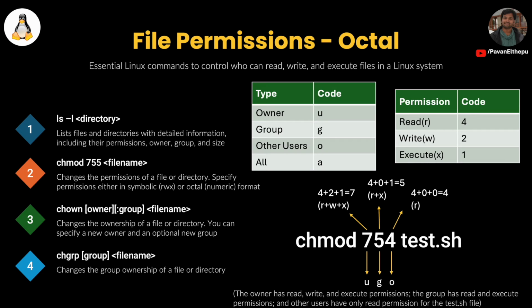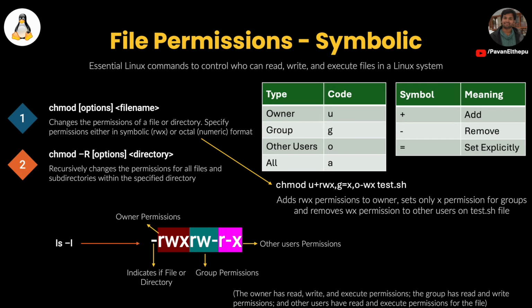If you think it is complex to construct this octal code, there is another simple way, which is the symbolic way. In the symbolic way, the syntax is chmod, space, the mode. The mode will be u. u stands for owner and plus stands for add permission. So for the owner, we are adding read, write and execute permissions, comma. For g, g means group. For the group, equals means we are explicitly setting the permissions. Here for the group, we are setting only execute permission.